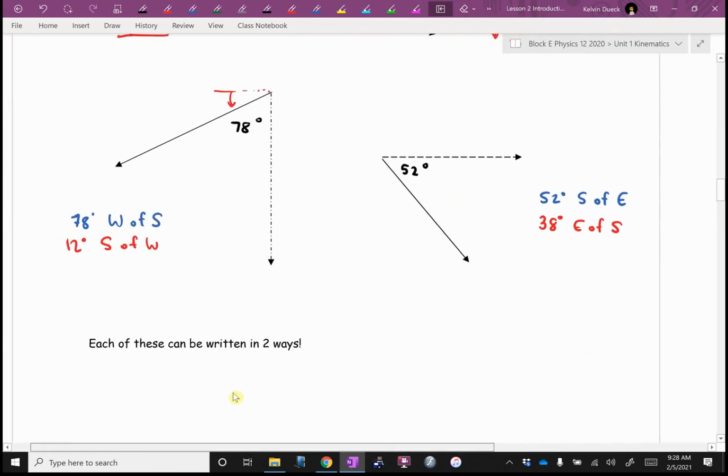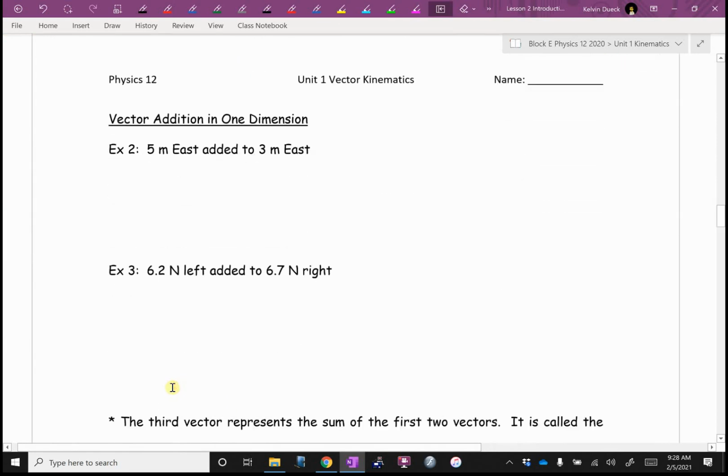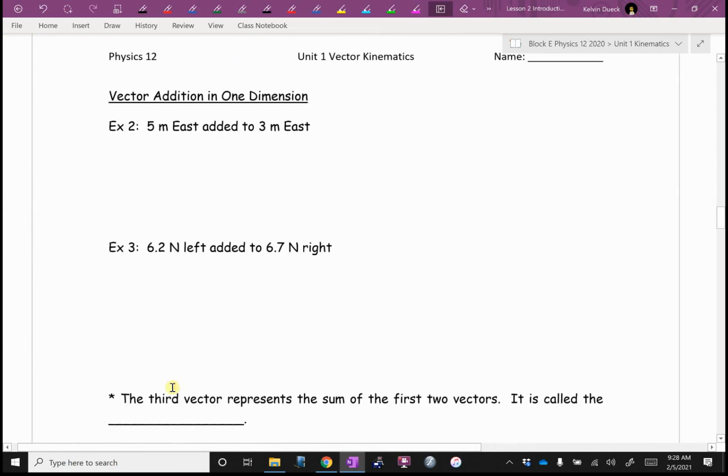So that's how we write directions. Now let's learn how to add vectors. You kind of know how to do this already. I snuck a little bit of this in last year. When I was saying winner minus loser, what I was really saying is let one way be positive, let one way be negative, as long as they're in a nice straight line.